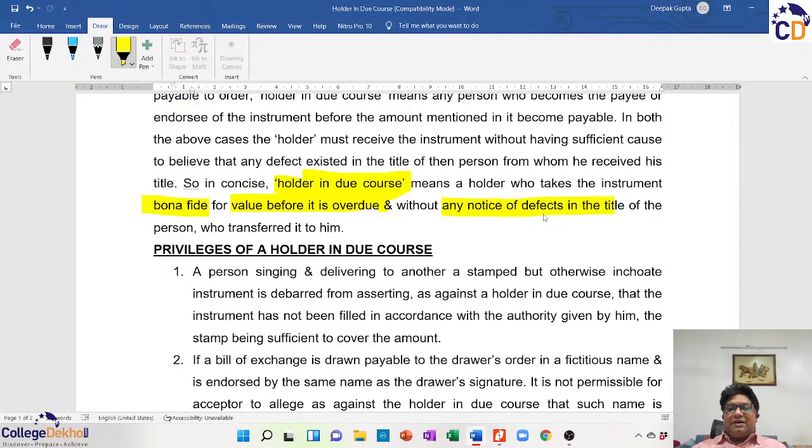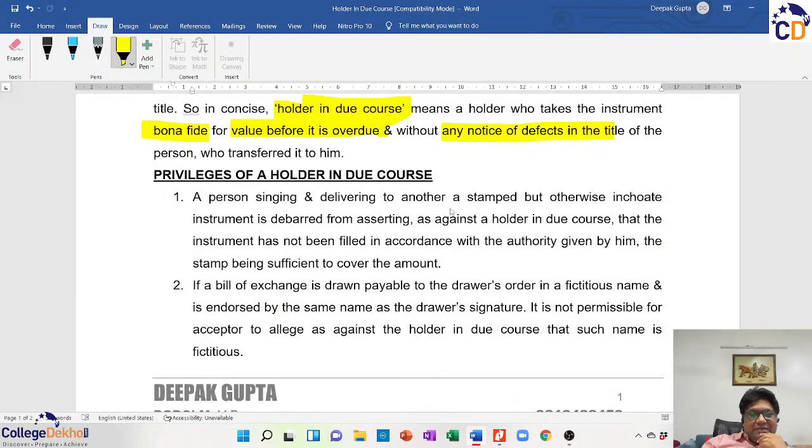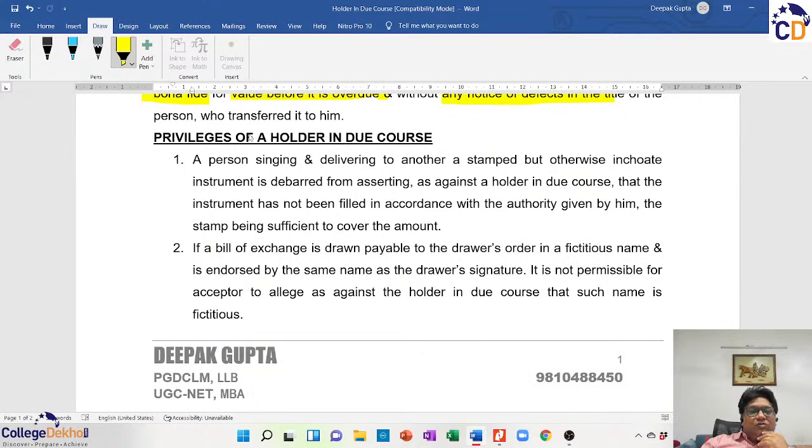So, just to summarize, lastly, consideration bona fide, you become the endorsee before it is overdue, and in good faith, that is good title. If all these three characteristics are fulfilled, then a holder is known as holder in due course. If only the consideration is proved and not the other things, then he may be called a holder for value. And if any other characteristic is not fulfilled, then he may be just a holder. So holders and holders for value can be denied the right of payment in special cases, or vice versa. These are the privileges of a holder in due course.